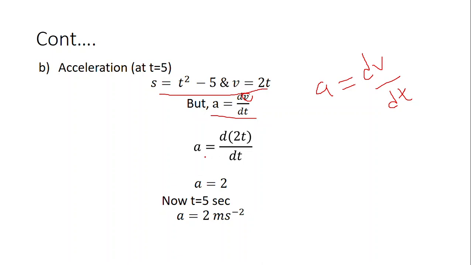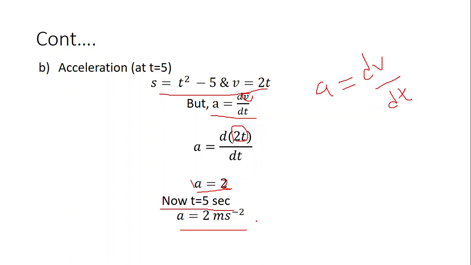So now a is equal to d divided by dt. For the v we can substitute 2t. Now you need to differentiate this equation with respect to t. So now the acceleration becomes a is equal to 2. Here this equation does not depend on the time, so we can directly substitute this value for the acceleration.